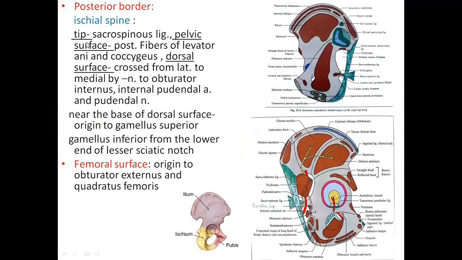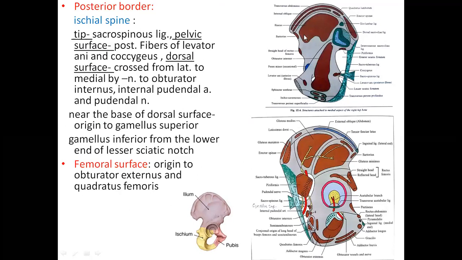So the ischial spine, see which is our ischial spine, this one, is giving attachment to the sacrospinous ligament. Just now I have shown you two muscles, that is the levator ani and coccygeus. This much you try to remember.